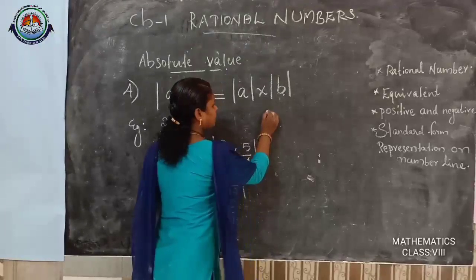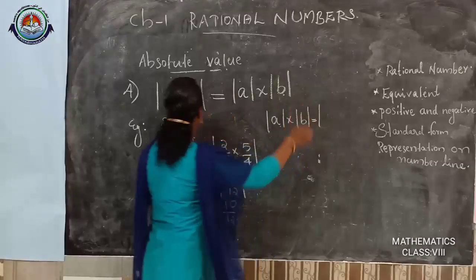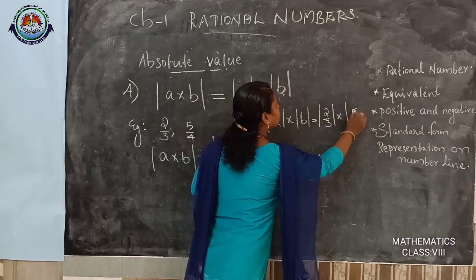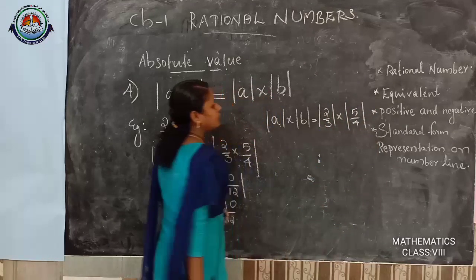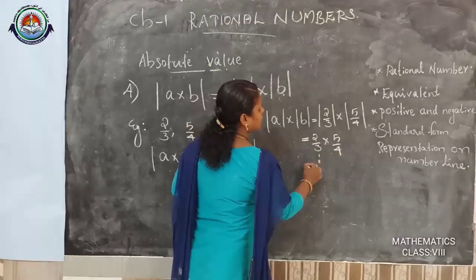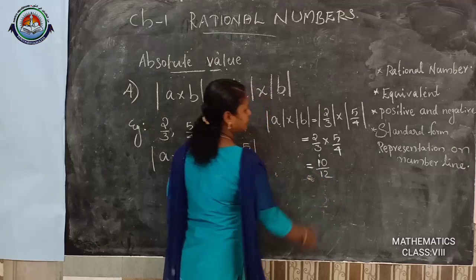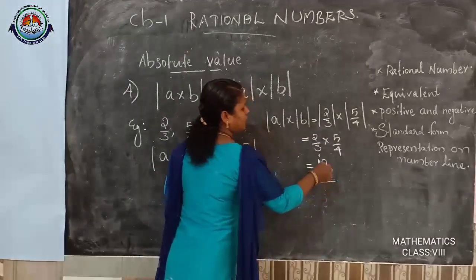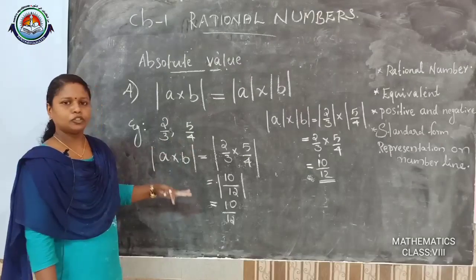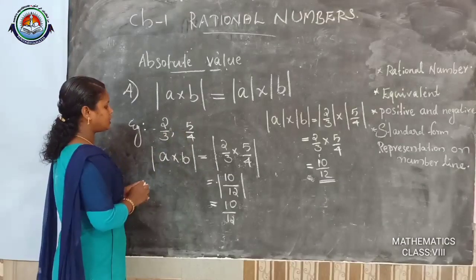And here absolute value of a into absolute value of b equal to absolute value of 2 by 3 into absolute value of 5 by 4. Then 2 by 3 into 5 by 4 equal to 2 into 5, 10, 10 by 12. Okay, nothing to worry about, just multiplication. And if one is negative and one is positive, then also no problem.